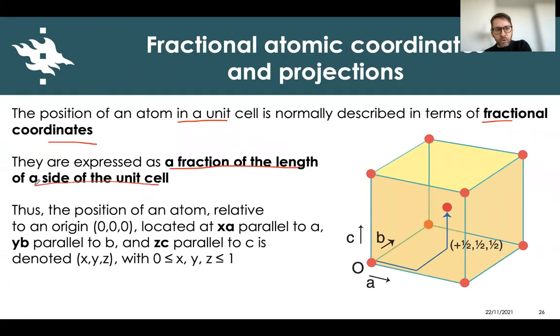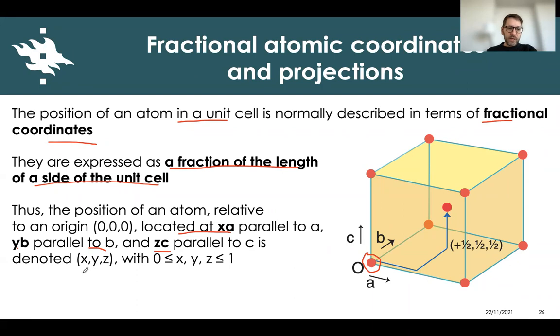So the fractional coordinates for an atom can be expressed as a fraction of the length of a side of the unit cell. Therefore, the position of an atom relative to the origin, so if we set the origin at this point, and then we say that this is the A axis, B axis, and C axis, for example, will be located at xa, parallel to a, yb, parallel to b, and zc, parallel to c.